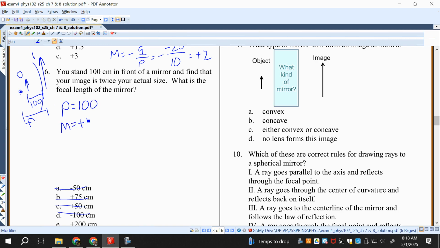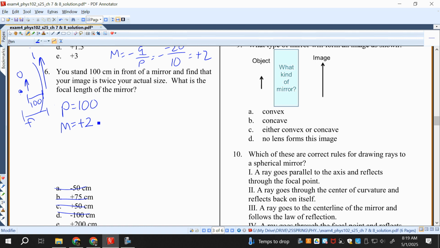Magnification I know is positive 2 because of the type of mirror that it is. It doesn't tell me that right away, but I know that the only mirror that produces an image that is twice as big is a concave mirror, and it has a positive focal length and a positive magnification. And I want to know the focal length of the mirror.